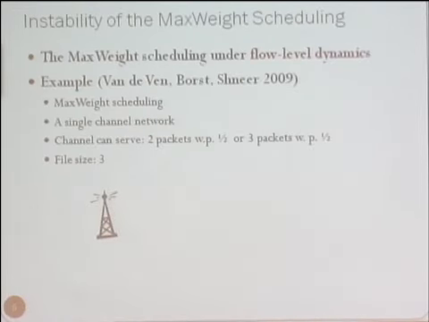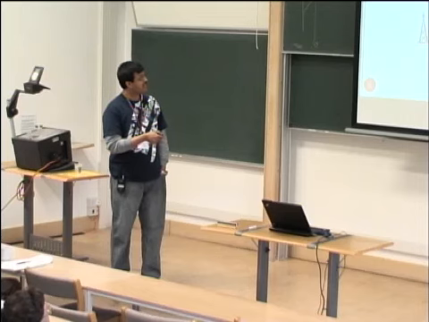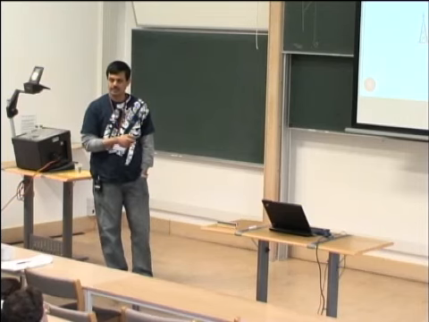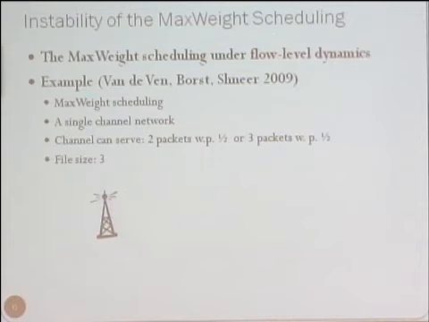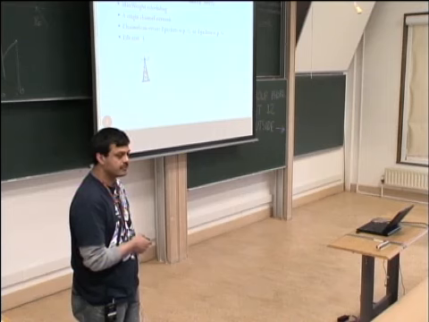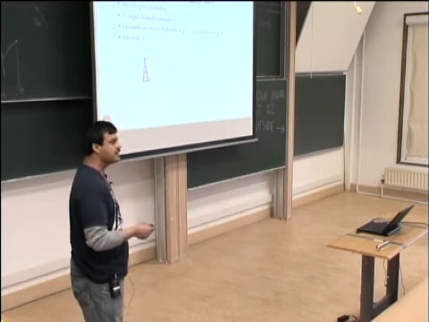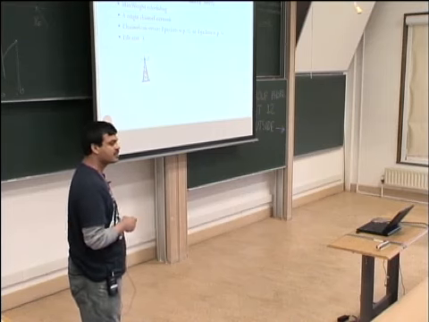I want to motivate this talk with a simple, really neat example that Van de Ven, Borst, and Shneer came up with last year, where they show that max weight scheduling may not be throughput optimal when you have flow arrivals and departures. Let's take a very simple example. You have only one channel in this network, meaning there's only one server, and the channel can serve either 2 packets with probability half or 3 packets with probability half. So in each time instant, the channel can schedule either 2 packets or 3 packets.